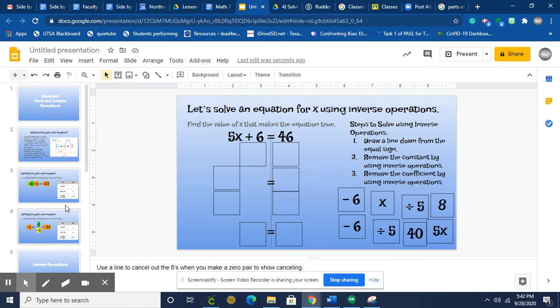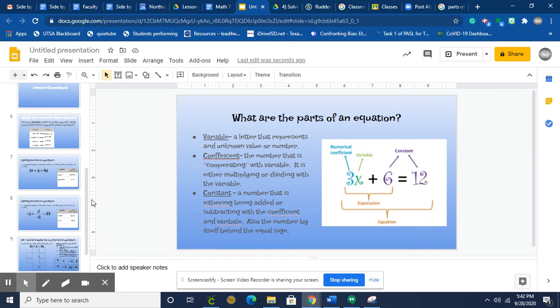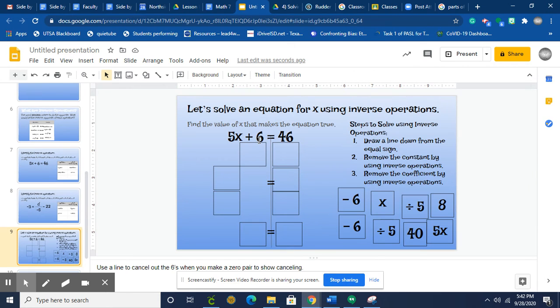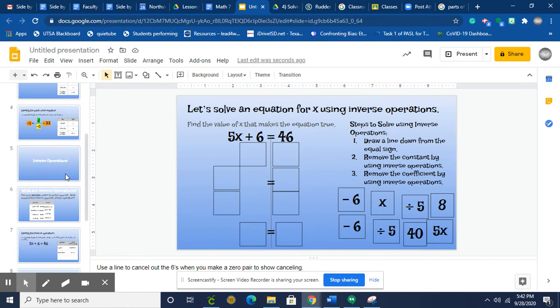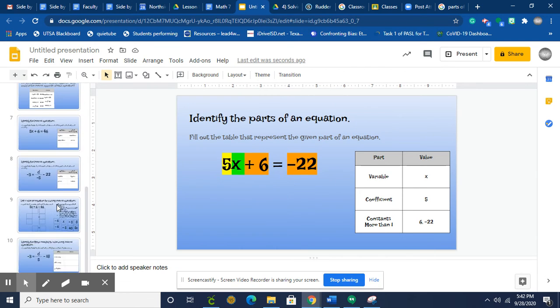What is a constant? If I go all the way back up here, a constant is the number that's being added or subtracted with the coefficient and variable. Also the number by itself behind the equal sign. So I want to get rid of this guy first. If I go back down and look at my equation, the constant here is 6. We said the constant was 6, so I want to remove the 6 first.